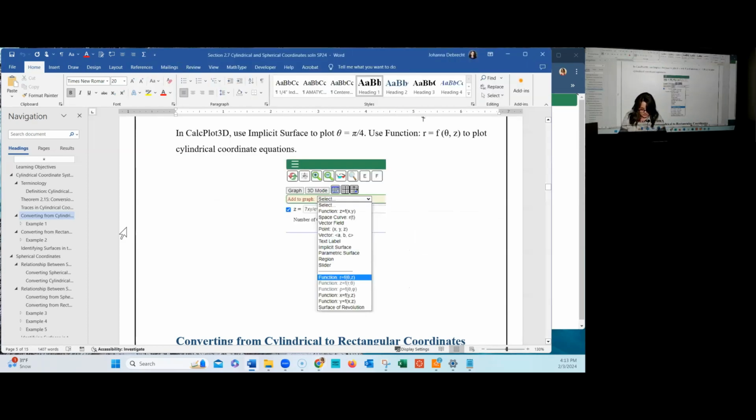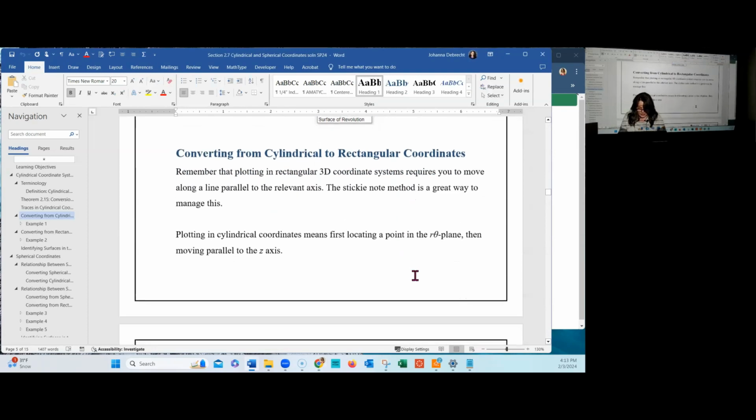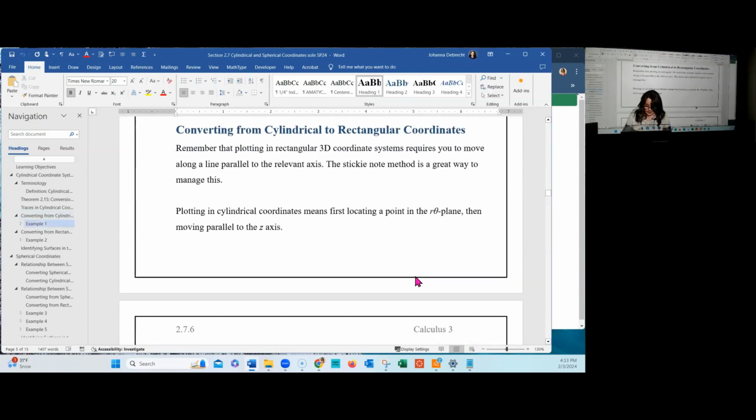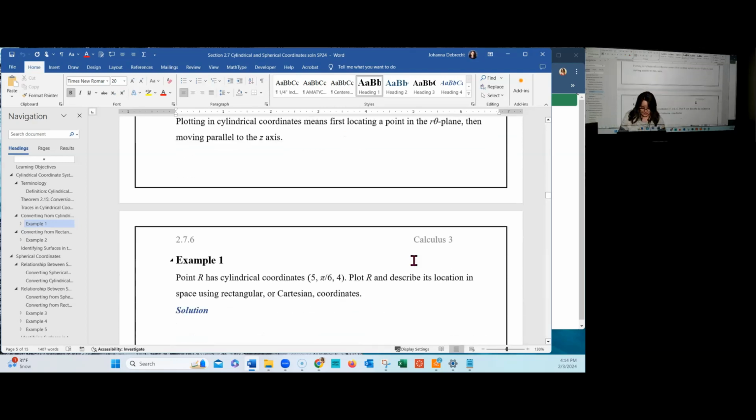Let's now take a look at converting from cylindrical to rectangular. And remember that plotting in rectangular coordinates requires you to move along a line parallel to one of the axes. And we use sticky notes with units marked off in order to help us do that. Plotting in cylindrical coordinates means first you have to find the spot in the XY plane, or whichever plane you're projecting r, theta onto. Once you've identified where the point is in the plane, the shadow cast by the point, then you move parallel to the z-axis to plot the point.